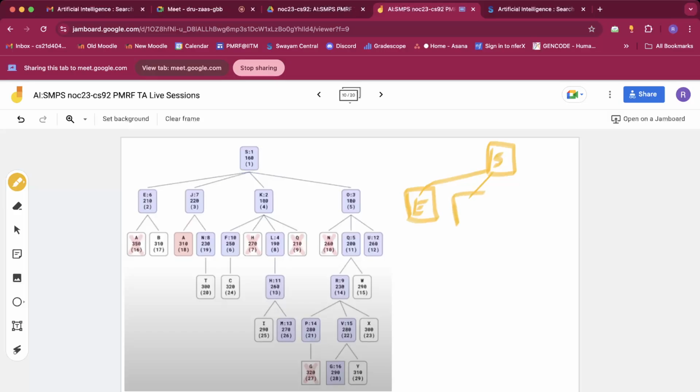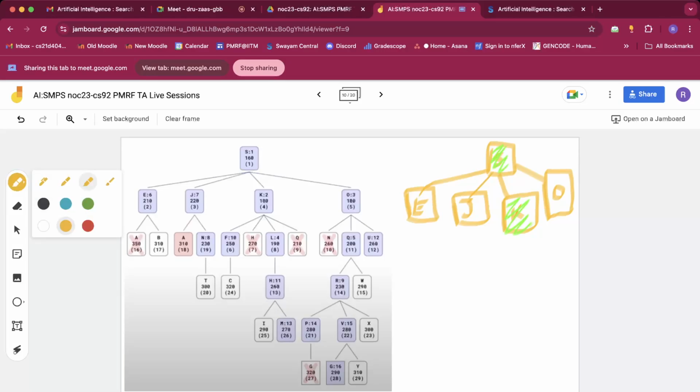So E, J, K and O. After we explored, let's mark the explored nodes with the green color. So we explored S. After S we explored K. Number 2. Once we explored K, we added the nodes F, H, L and Q. I'm no longer drawing the boxes.